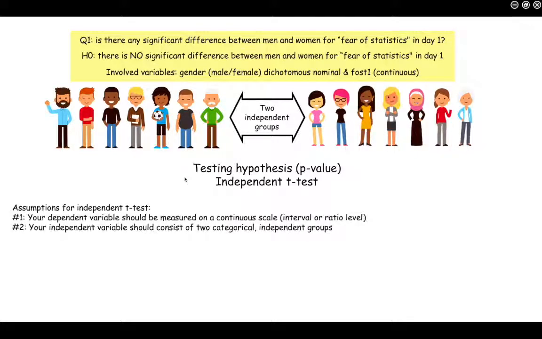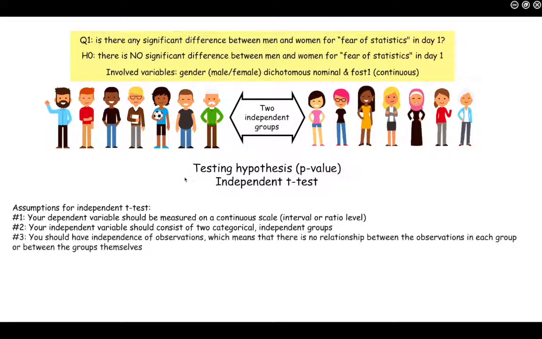Assumption number two: your independent variable should consist of two categorical independent groups, which we have as male and female. And assumption number three says that you should have independence of observations, which means there is no relationship between the observations in each group or between the groups themselves. We just gave them a questionnaire, so we have this assumption also.